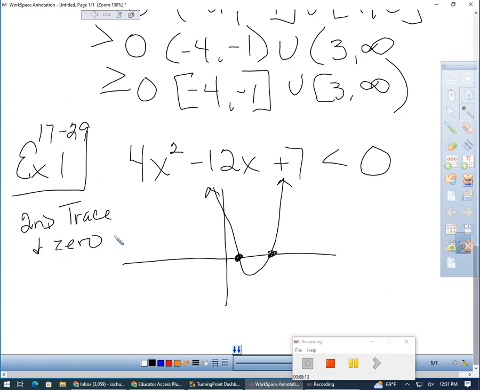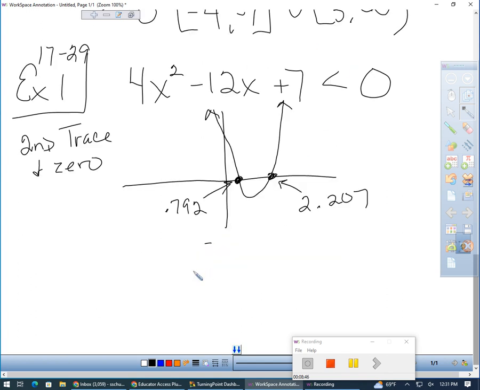And again, remember in AP, we have to go out to three decimal places. All right? So who found the first one for me? All right, so this one is 0.792. Okay, what's this one? 2.207, thank you. All right, so now if we want to know where it is less than 0, it's below the x-axis, and it's just less than, so we're going to use parentheses, and our answer is 0.792 to 2.207, parentheses.